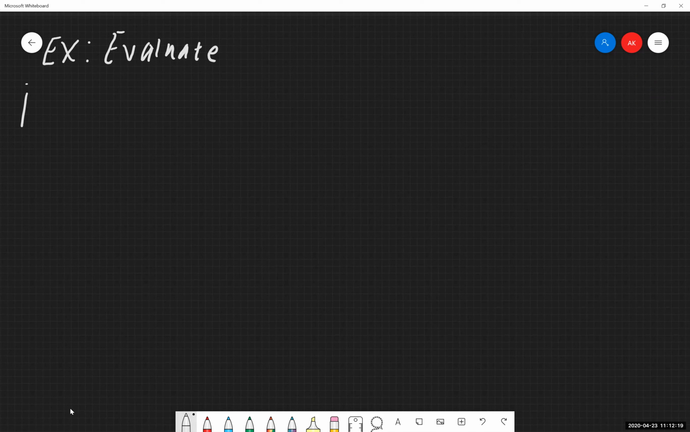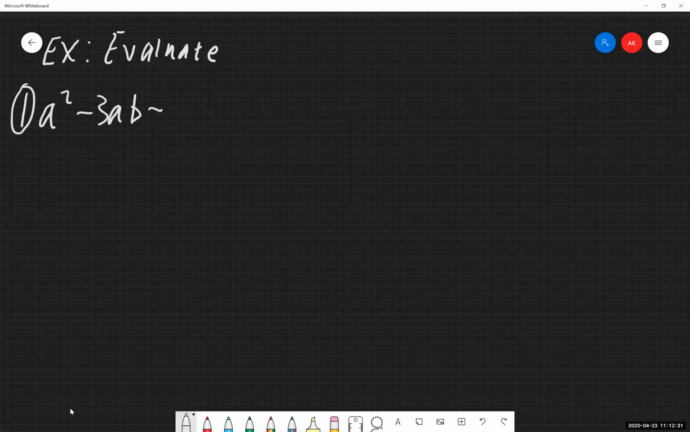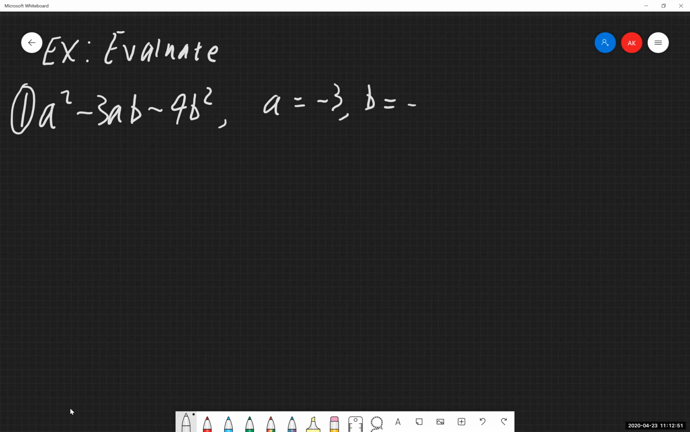Okay, so our first problem that we have been given, we have a squared minus 3ab minus 4b squared. And we have been told where a is equal to -3, b is equal to -2. So for me, I like having my expression, and then I'll put off to the side here, a equals -3, and b equals -2.